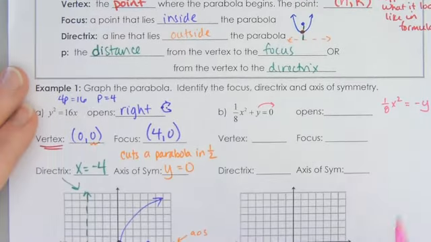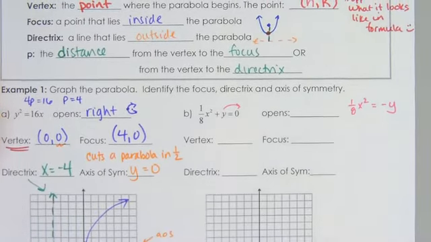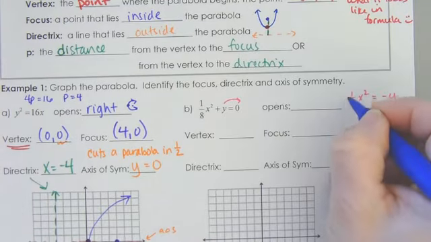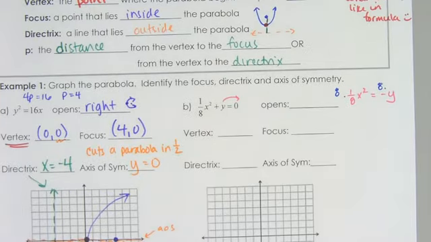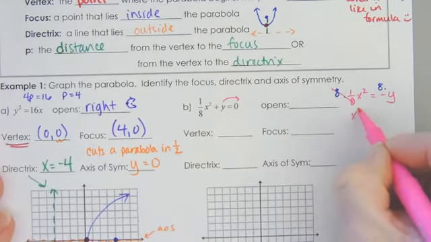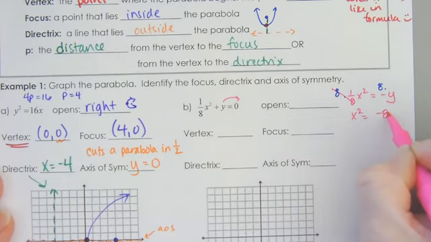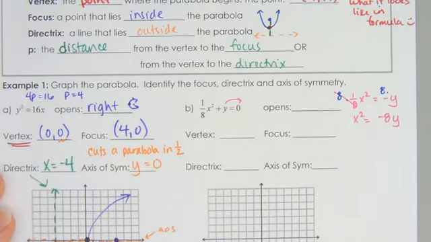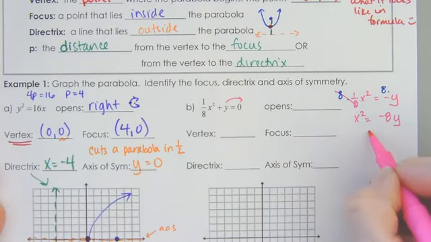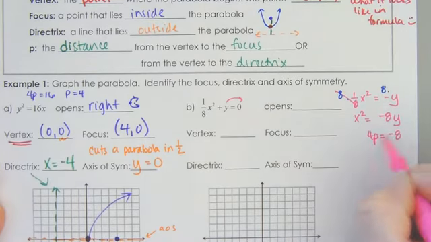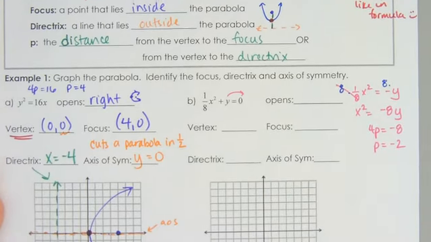So I need to get rid of that 1/8. So I'm going to do that just by multiplying both sides by 8. If there was a third part to this, I'd multiply everything by 8. So my new equation looks like this: x squared is equal to negative 8y. If I look for p, I'm going to do 4p is equal to negative 8, divided by 4, p is negative 2.